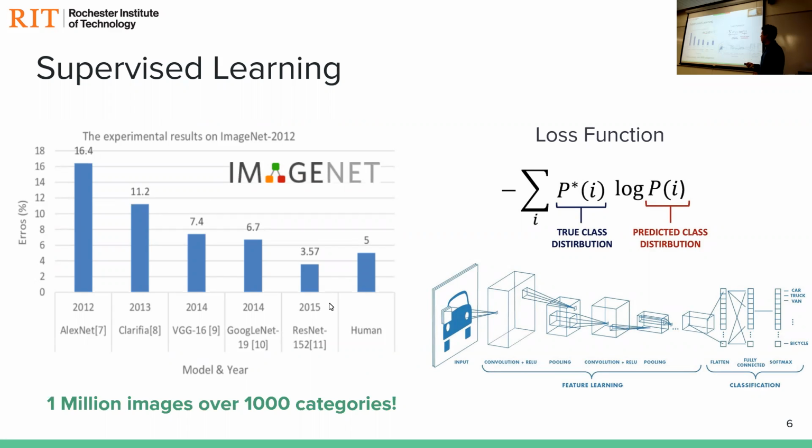Now, this way of training has been successful during the last decade. So on this image on the left, you can see the error in classification on this data set called ImageNet, which has over 1 million images, over 1,000 categories. And then you can see that over the course of the years, we have been able to decrease that error until the point where now we are better than human on classifying this data set called ImageNet.